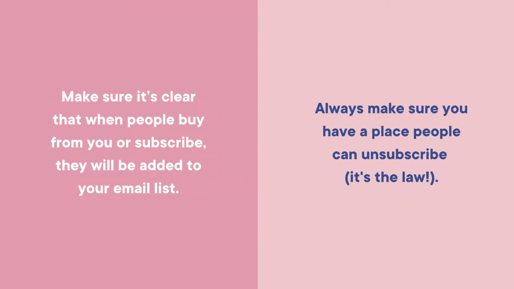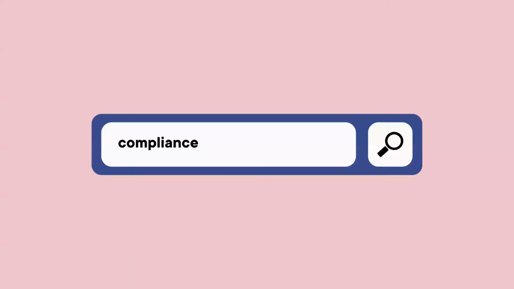When you move forward, make sure it's clear that when people buy something from you or subscribe, they'll be added to your email list. Also, always make sure your emails have a place for people to unsubscribe. It's the law. So for more information about compliance from MailChimp, look in this week's lesson. Otherwise, search compliance with your email marketing provider to find out more information if you've chosen a different email marketing system.